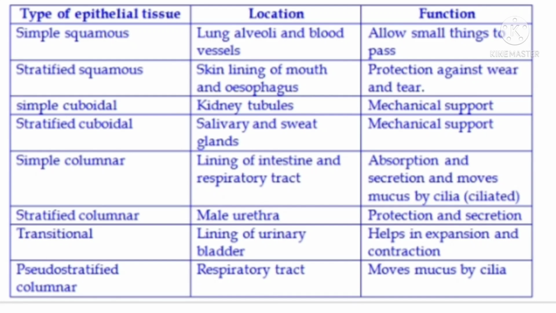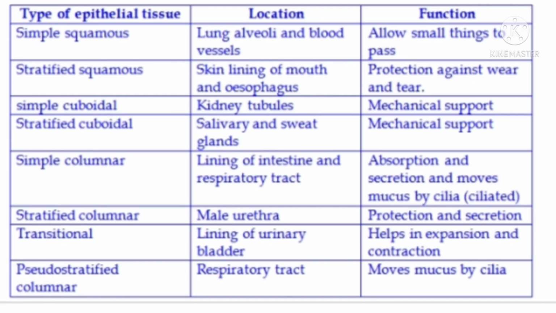Types of epithelium and location and function, let's look. First one is simple squamous epithelium. Location is lung alveoli and blood vessels. Function is allow small things to pass. Next is stratified squamous epithelium. The location is skin, lining of mouth and esophagus, and function is protection against wear and tear.